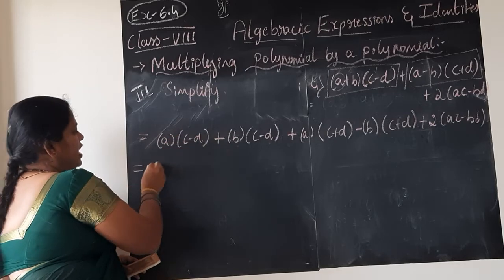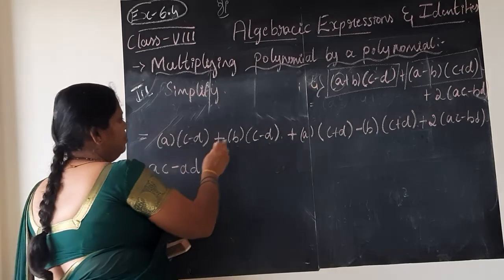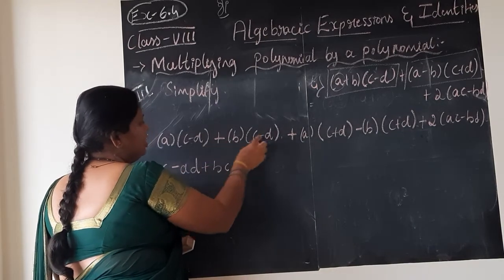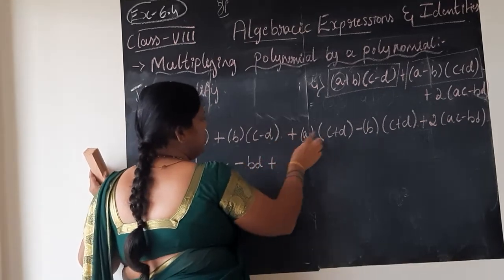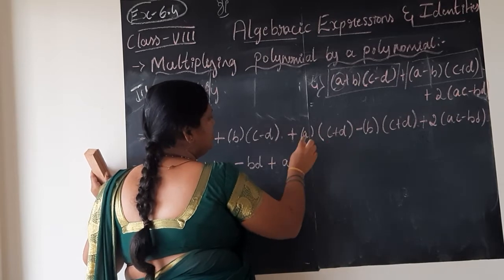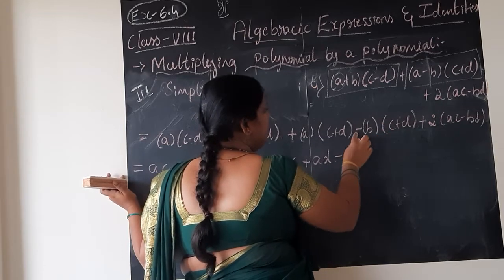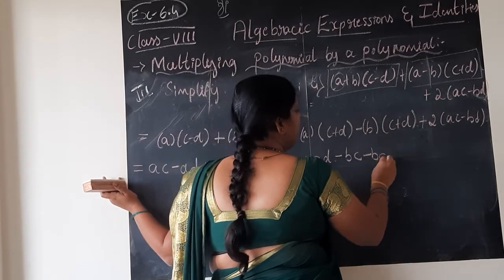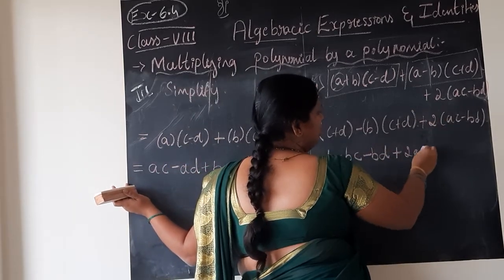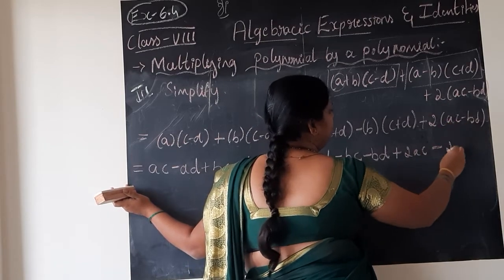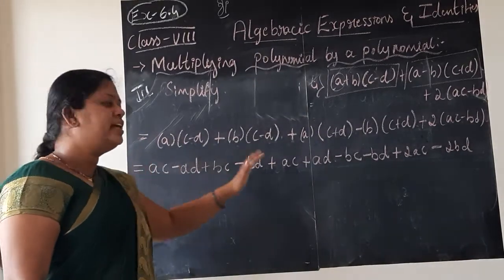Now multiply A into C, AC, plus into minus minus, A into D, AD, plus B into C, BC, plus into minus minus, B into D, BD, plus into plus plus, A into C, AC, plus into plus plus, A into D, AD, minus into plus minus, B into C, BC, minus into plus minus, B into D, BD, plus into plus plus, 2 into AC, 2 AC, plus into minus minus, 2 into BD, 2 BD. We got. See, multiplication all of you will do.